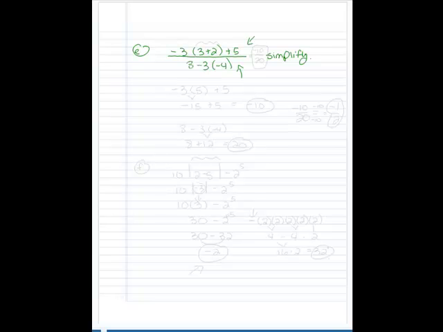So we have at the top, -3 times parentheses 3 plus 2 plus 5. So I'm going to do the parentheses first. 3 plus 2 is 5, so let's just rewrite the top. So now I have -3 times 5 plus 5. -3 times 5 is -15 plus 5. This is going to equal -10. So that's the answer for the top.